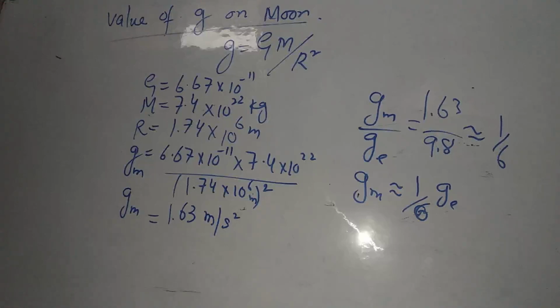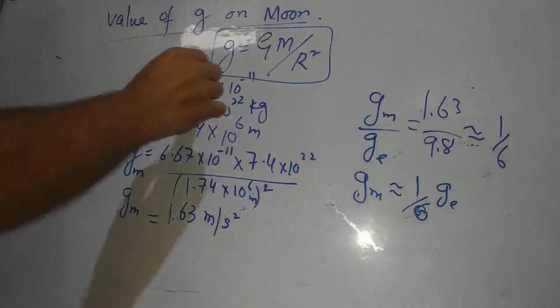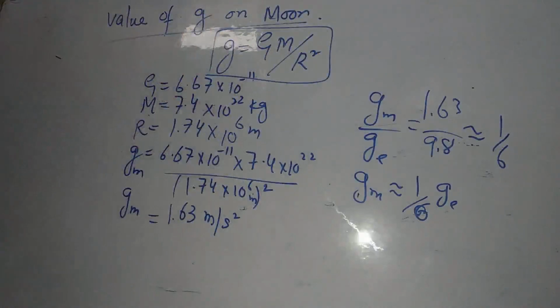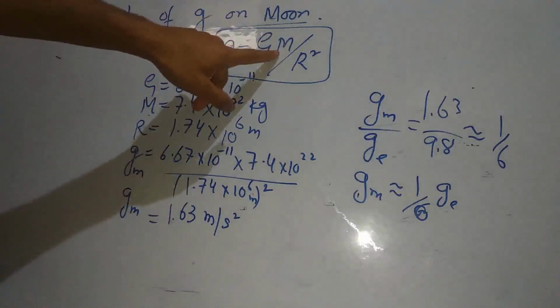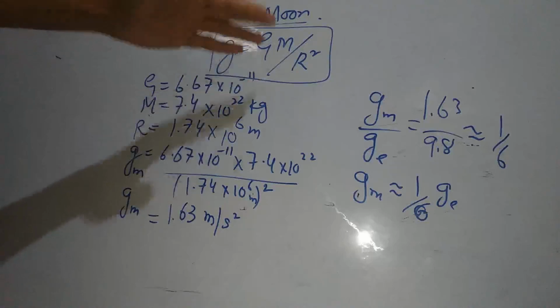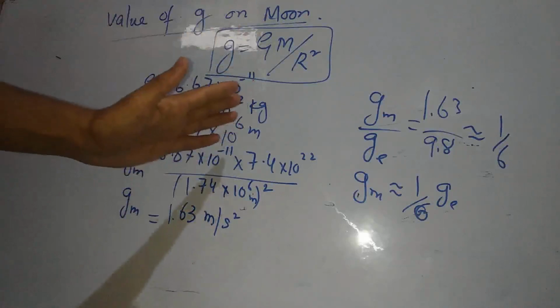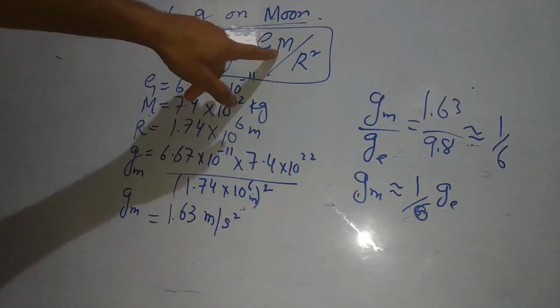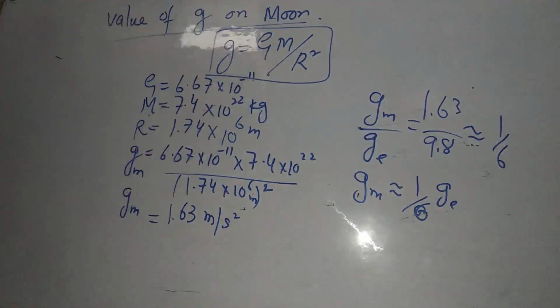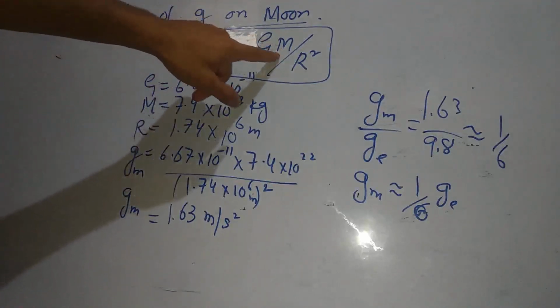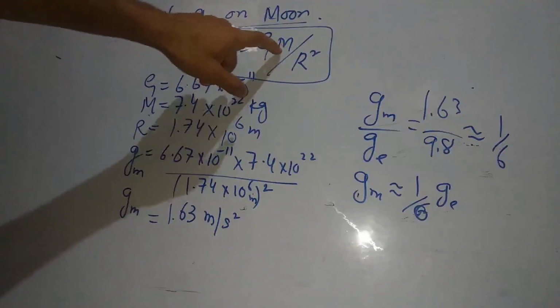So if we look onto this equation, we will see here that the acceleration due to gravity does not depend on the mass of the object. Okay, it only depends on the mass of the Earth. For example, the Earth is pulling some object. The acceleration due to gravity will not depend upon the mass of the object. It will only depend upon the mass of the Earth. So this m is mass of the Earth.